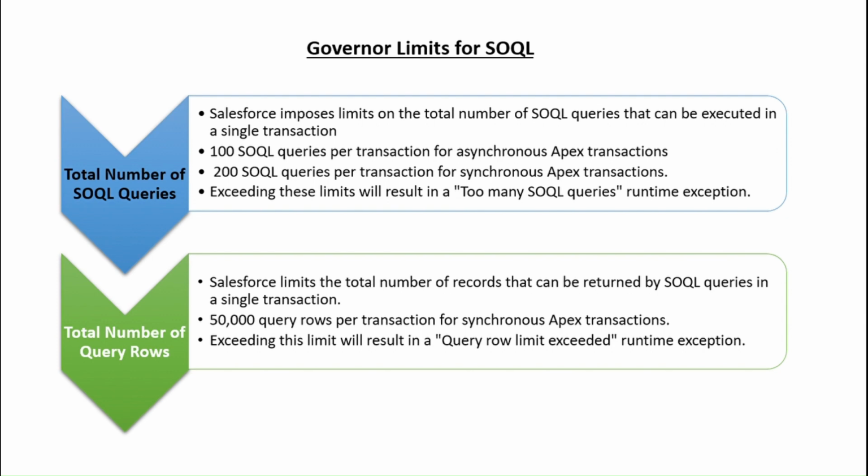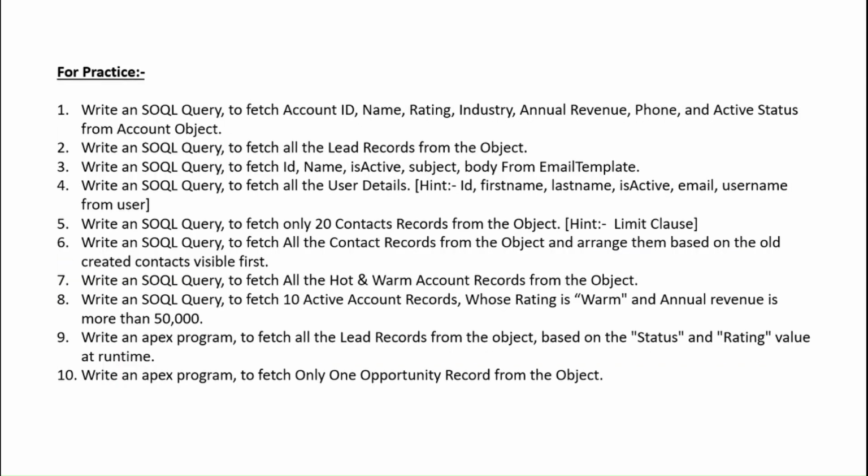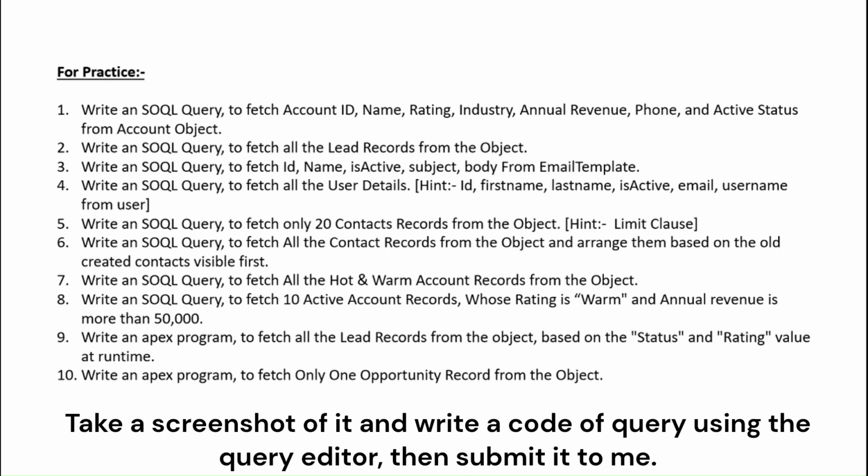Now we move to the practice questions. Here I am providing 10 questions only for practice about SOQL queries. So you have one task here, right? Write a query to fetch account ID, name, rating, industry, annual revenue, phone, and active status fields. I need these fields from the object. You have to write a SOQL query.